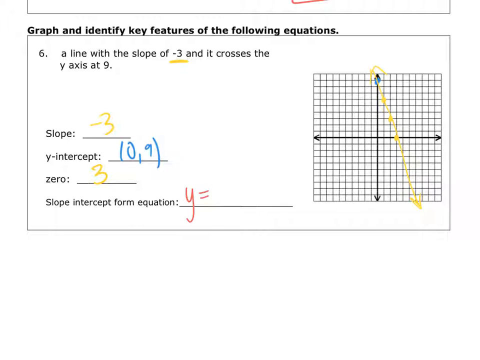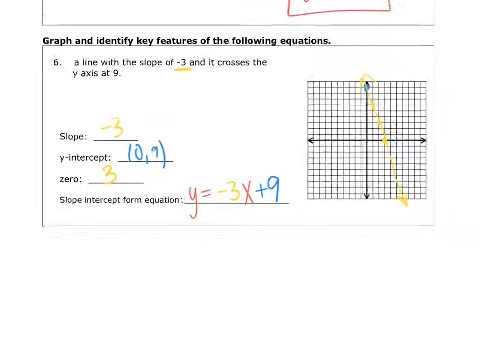And my slope-intercept equation is going to be my slope times x plus my y-intercept, which was given to me.